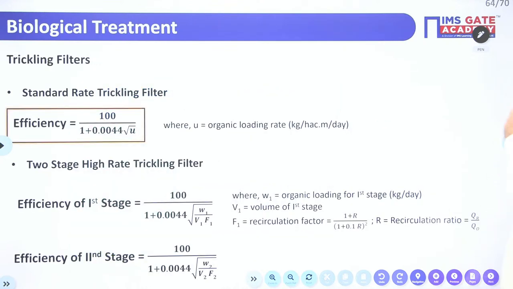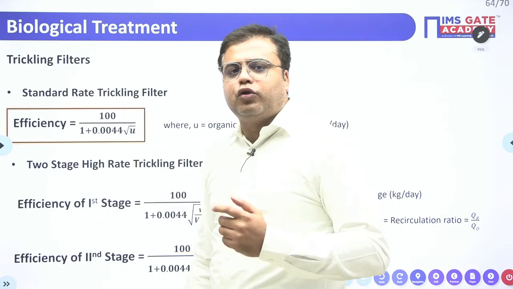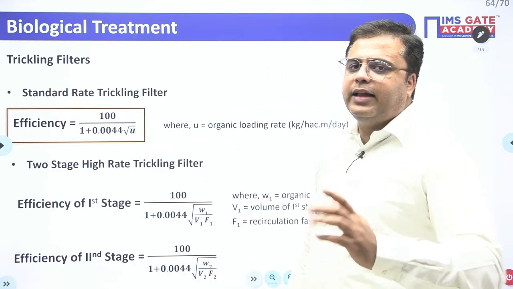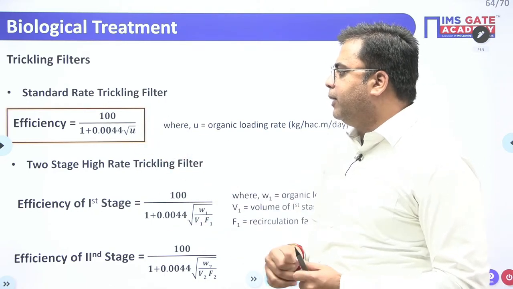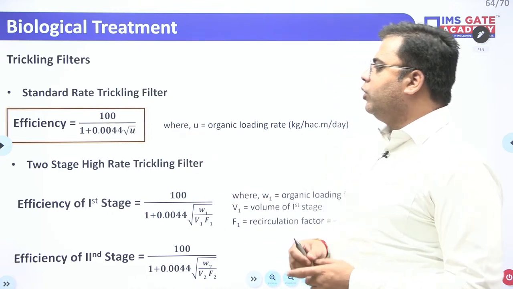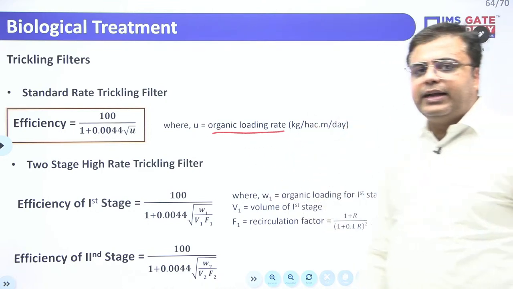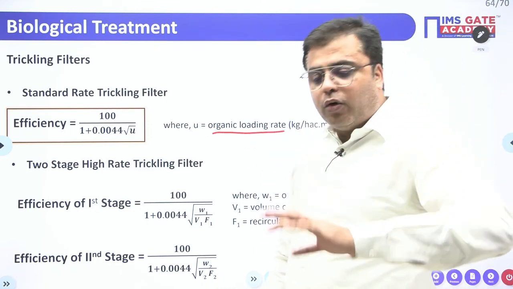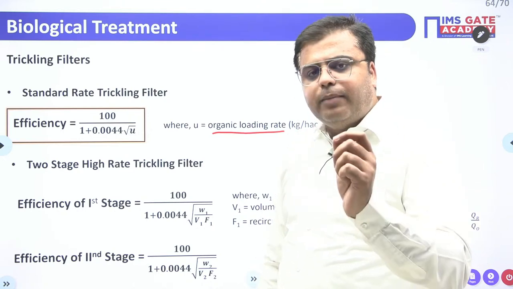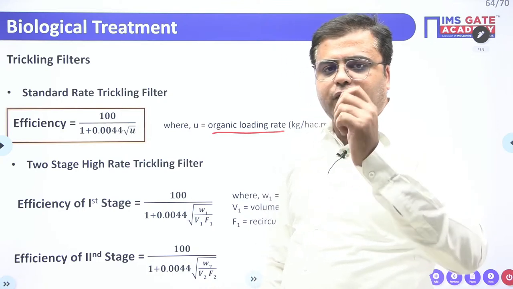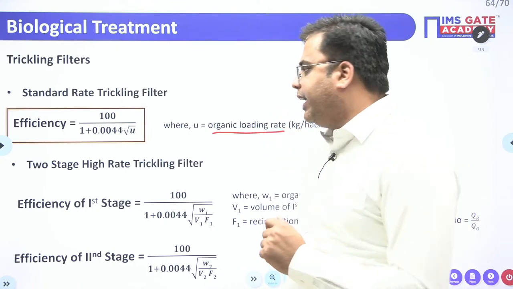Moving on, we have the biological treatment units in which we have the trickling filter. These trickling filters are of two types, standard rate trickling filter and the high rate trickling filter. The standard rate trickling filter efficiency can be calculated as 100 upon 1 plus 0.0044 under root U, where U is the organic loading rate. U is the organic loading rate, that is the amount of organic matter provided per meter square per day over the trickling filter. In one meter square area of a trickling filter, how much organic matter you are providing in a day is known as the organic loading rate.